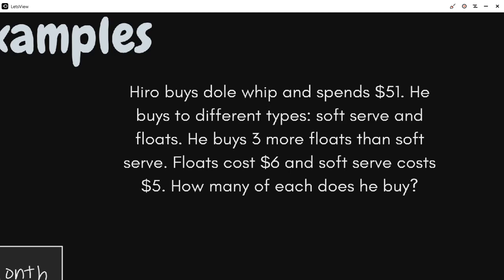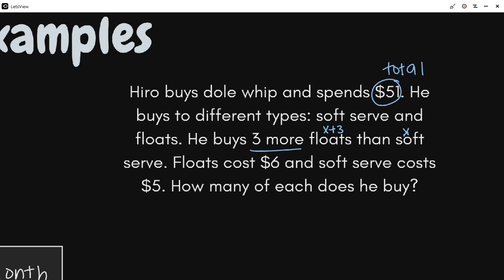Okay, the next one: Hero buys Dole Whip and spends $51. He buys two different types, soft serve and floats. He buys 3 more floats than soft serve. Floats cost $6 and soft serve costs $5. So we can call the soft serve x since we don't know how many he bought, and then the floats would have to be x plus 3 since he bought 3 more floats than soft serve. And then the $51 is his total.